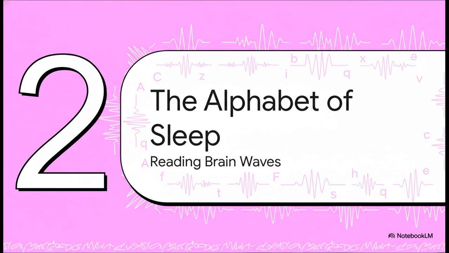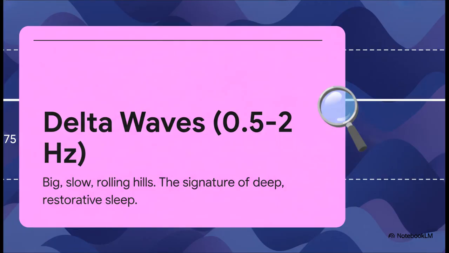Okay, moving on to section 2, the alphabet of sleep. This is fun. You can't read a story if you don't know the letters, right? In sleep scoring, the different brainwaves are our letters, so let's get to know them. First up, we've got delta waves. Just imagine big, slow, rolling hills on the screen. These are the heavy hitters, the signature of our deepest, most restorative sleep.